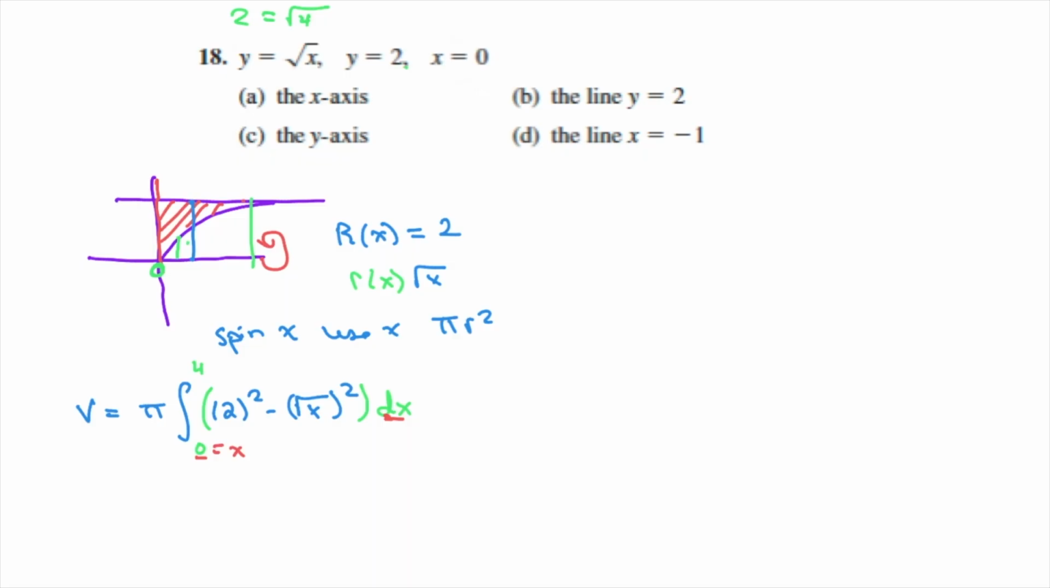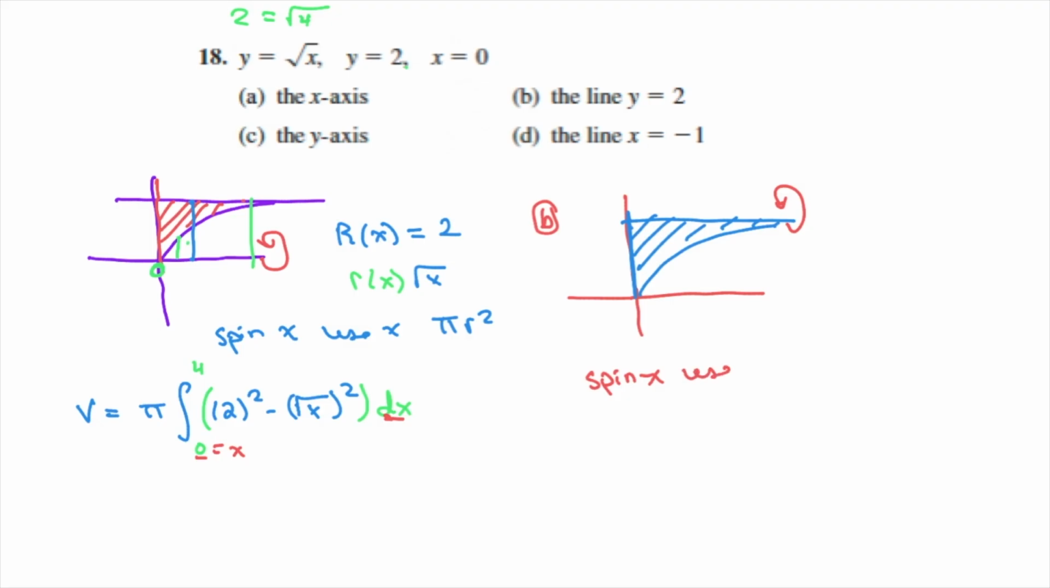For question B, we need a whole new picture because we have a different axis of revolution, and the axis is key to figuring out what's going on here. So we begin by drawing the square root of x. We want to draw y equals 2, and we know that we have x equals 0. The region is bounded by those 3 different curves. We draw where we're going to spin. We're spinning on the line y equals 2. Now, y equals 2 is parallel to the x-axis, so we're going to spin x. Once again, let's try to use x.